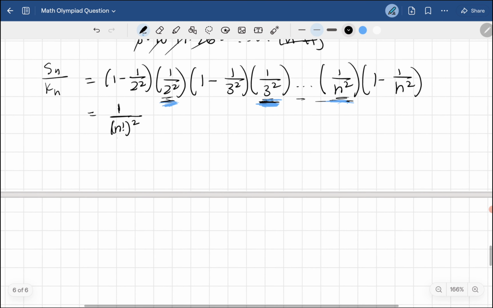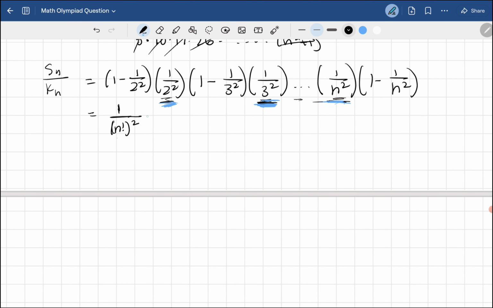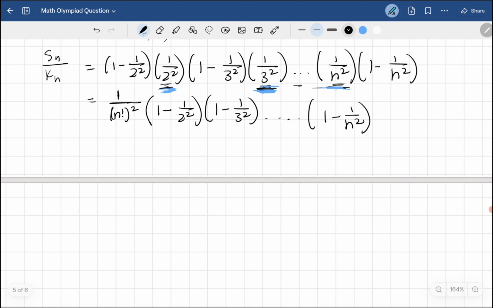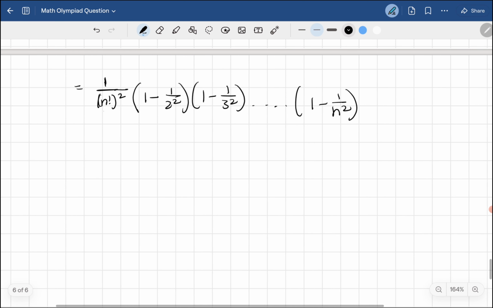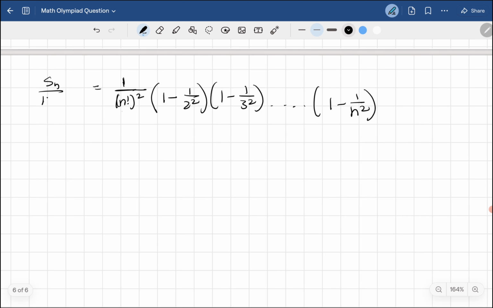All right, now that we have established how we got the 1 over n factorial squared, we can just rewrite everything else as it is. So 1 over 2 squared times 1 minus 1 over 3 squared, ... 1 minus 1 over n squared. All right, now we can start to simplify a little bit, because the only things we can simplify at this point are basically whatever's in the parentheses. So let me just take up a new page. All right, so in case you forgot, this is Sn over Kn. So eventually, if we solve the right side, we would get the answer to the question, which is asking us to find Sn over Kn.